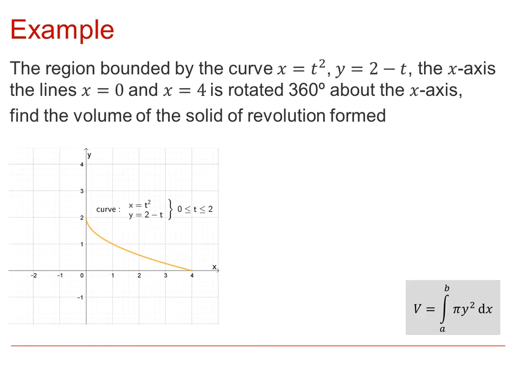In this example, the region bounded by the curve x equals t squared, y equals 2 minus t in parametric form, the x-axis, and the lines x equals 0 and x equals 4, is rotated 360 degrees about the x-axis. Therefore, we are looking at the volume equals the integral between the limits a and b for x, of pi y squared, integrating with respect to x.